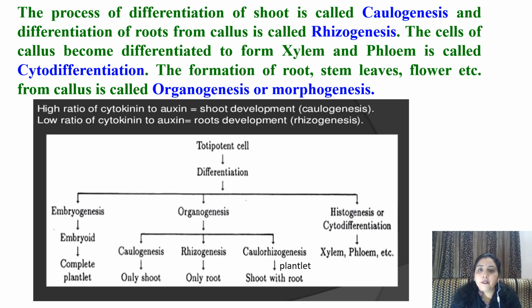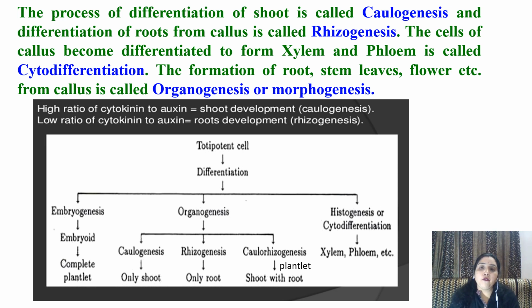The process of differentiation of different organs has been named differently. Totipotent cell can be differentiated in many ways. If it forms embryoid and then a complete plantlet, it is known as embryogenesis. When the process of differentiation of shoot takes place, it is known as caulogenesis, and differentiation of root from callus is called rhizogenesis. The cells of callus become differentiated to form xylem and phloem, then it is known as cytodifferentiation.